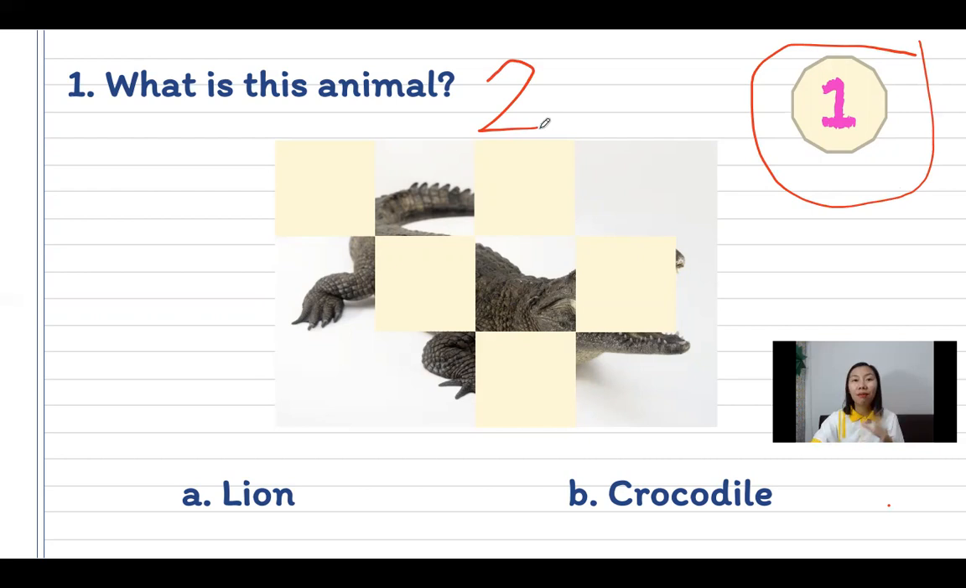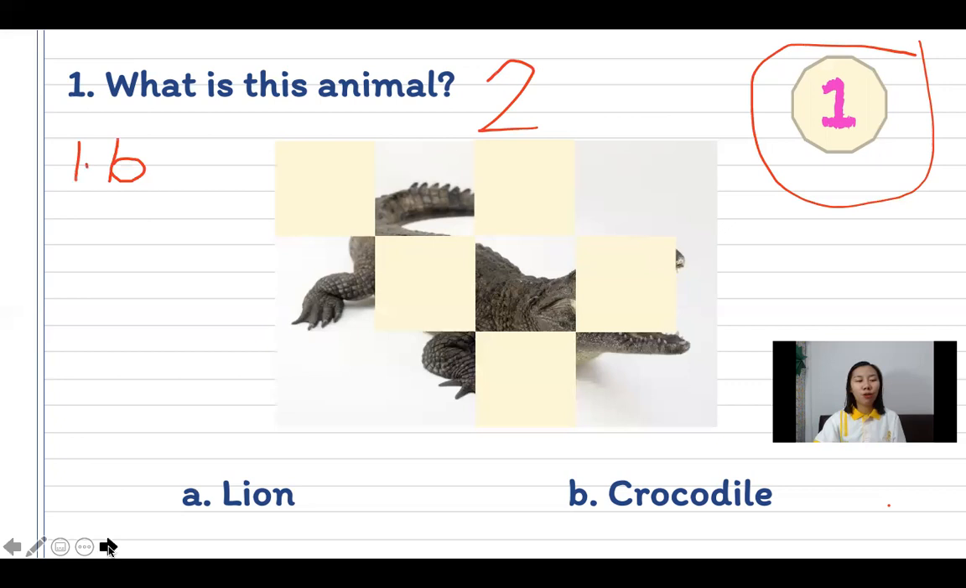Okay, so let's go to number two. Again, just write A, for example. Write in your notebook, number one, your answer is B. Just write letter B, just like that. Number one, B. All right, so let's go to number two.